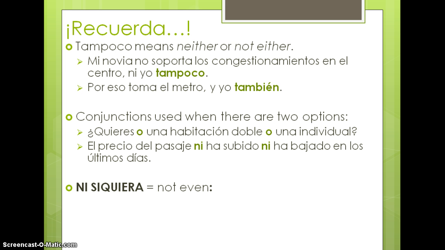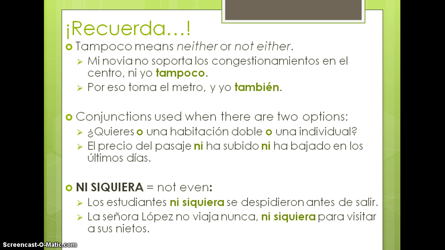And finally, we're going to look at the conjunction ni siquiera. Ni siquiera means not even in English, and we use it when we want to add emphasis in our sentence. So it's a couple of situations. Los estudiantes ni siquiera se despidieron antes de salir. The students didn't even say goodbye before they left. Or la señora López no viaja nunca, ni siquiera para visitar a sus nietas. So la señora López never travels, not even to visit her grandchildren.